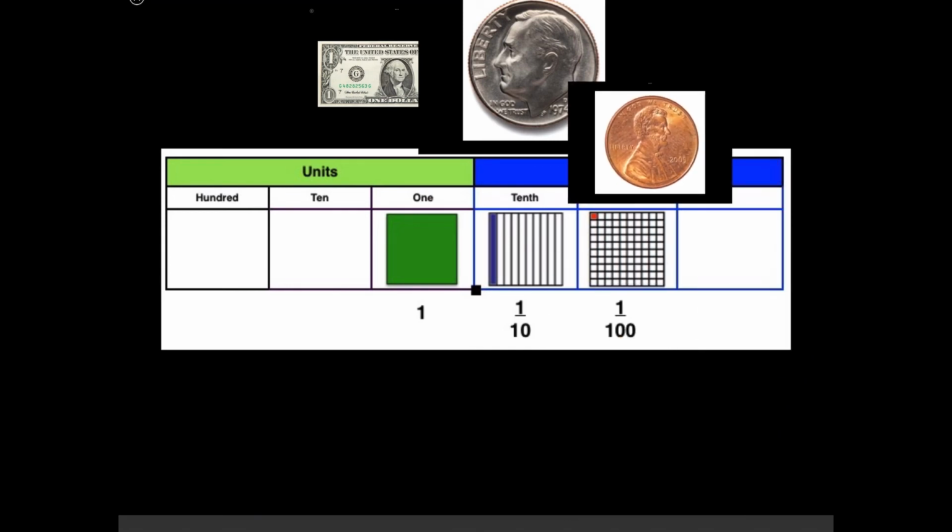So we know that the 1 is the whole, that's the dollar. Then the 10, that is worth 10 cents. That is a tenth, 1/10. And the penny would be 1/100th. So this would be the same. If we added those together, the 10 becomes 10 hundredths, plus the 1 is 11/100ths. So this would be 1 and 11/100ths.